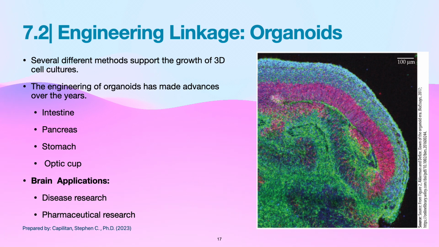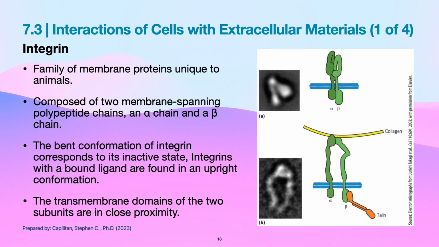The engineering linkage here is the organoids. There are several different methods that support the growth of 3D cell cultures, and the engineering of organoids has made advances over the years, such as intestine, pancreas, stomach, and optic cup. They also have brain applications, such as disease research and pharmaceutical research. Showing you here a fluorescence microscopy image of the brain organoid. Neurons are labeled in green, and they are enriched in the outermost layer of the cortex, while neural stem cells are labeled in pink.